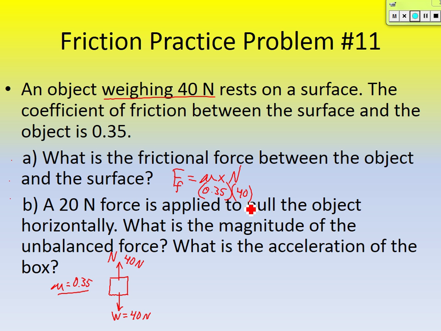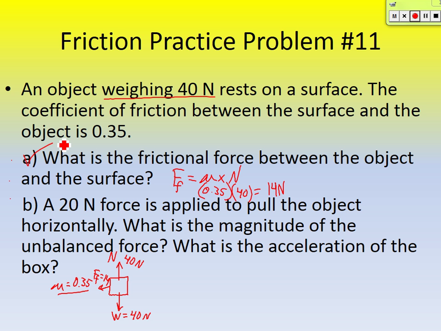14. 14 what? 14 newtons. Yeah, it's a force. So let's draw that. I always put friction to the left for some reason. So force of friction is equal to 14 newtons. Okay. So A is done. Let's go to B.